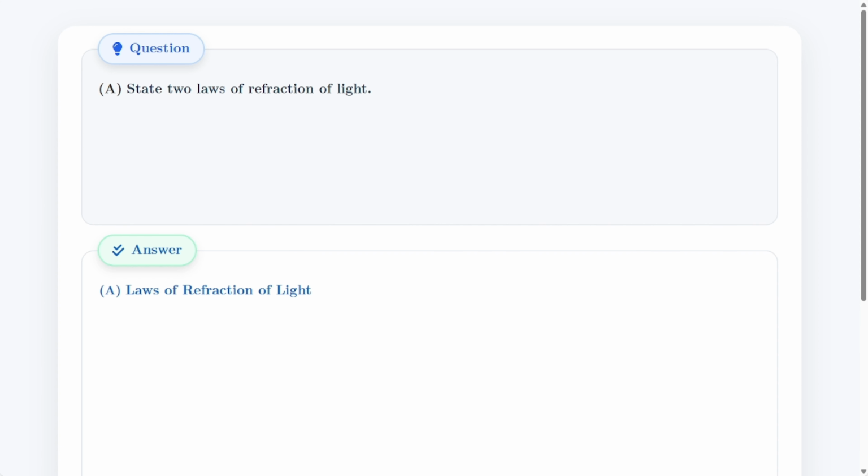Okay, let's answer part A first. Do you remember the laws of refraction? The first law states that the incident ray, the refracted ray, and the normal to the surface at the point of incidence all lie in the same plane.